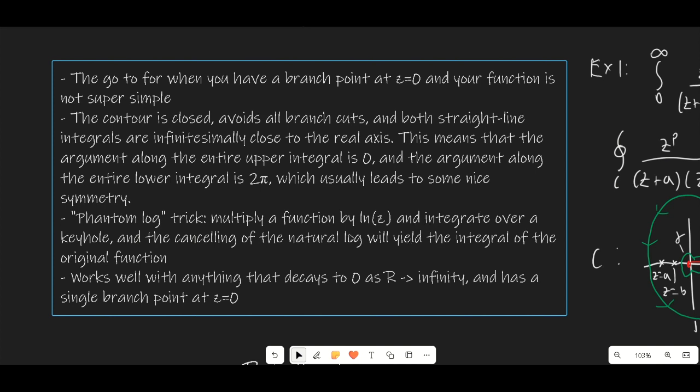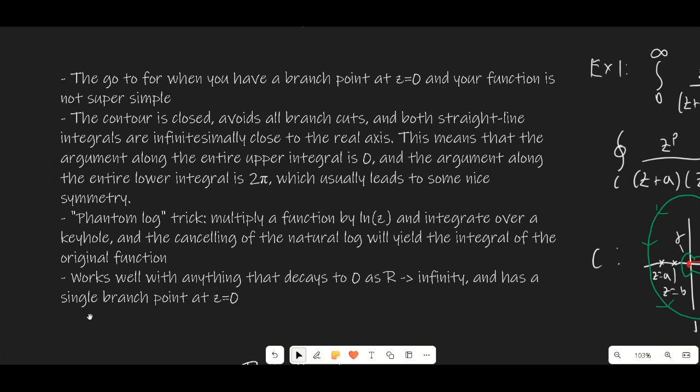And so this allows us to integrate a lot of different functions over this keyhole contour. Even if these functions don't have any nice symmetry, or maybe they have singularities on the real axis, the keyhole contour is just the only place where it's going to be easy to integrate them. It's a little bit hard to explain the phantom log trick, but if you're really stumped, you can always try multiplying a function by natural log of z and integrating over the keyhole and seeing how things cancel, and it may just work out for you. In general, the keyhole is going to work with anything that decays to 0 as r goes to infinity and has a single branch point at z equals 0. If it has another branch point somewhere else, the keyhole contour won't work out very well.